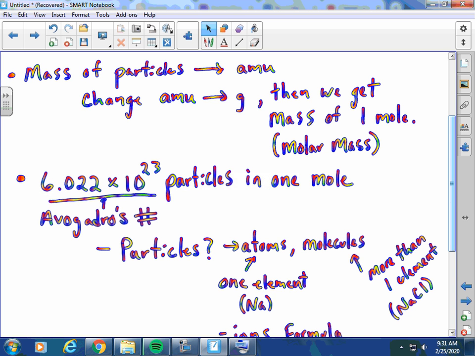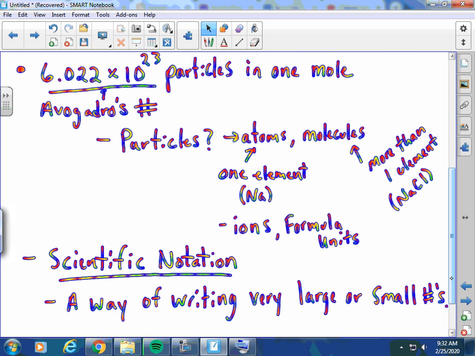We were talking about the mass of particles being in the AMU, kind of just summarizing where we are right now. If we change the AMU to grams, then we go from talking about the mass of individual particles to talking about the mass of moles. We talked about Avogadro's number being 6.022 times 10 to the 23rd particles in a mole. We clarified what particles are, which would be atoms or molecules. With me, it's always just atoms or molecules.